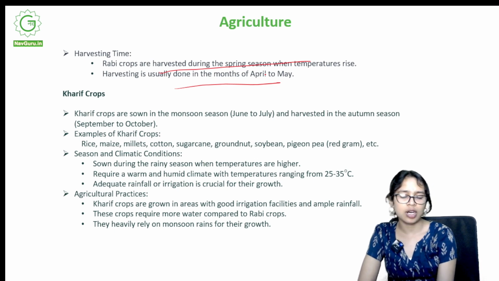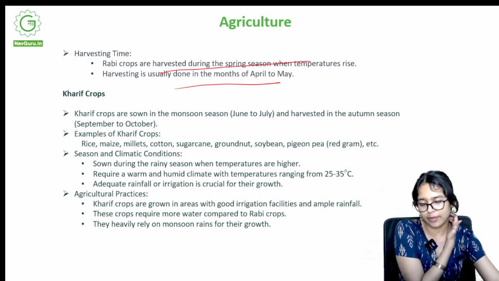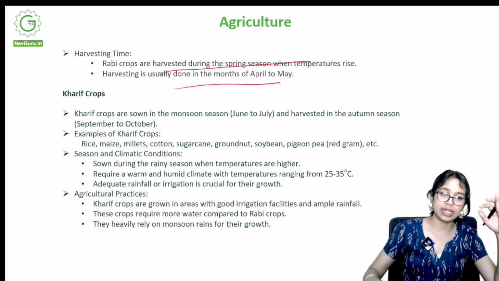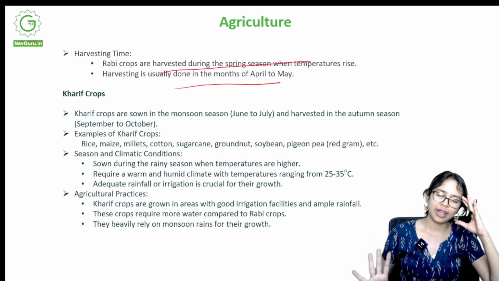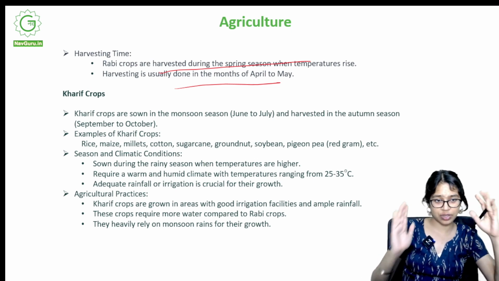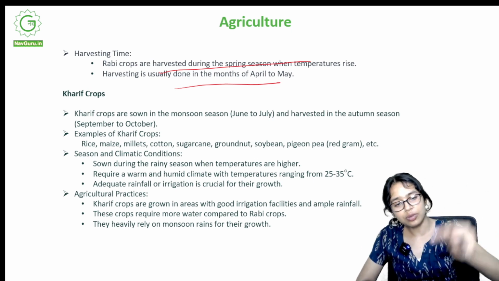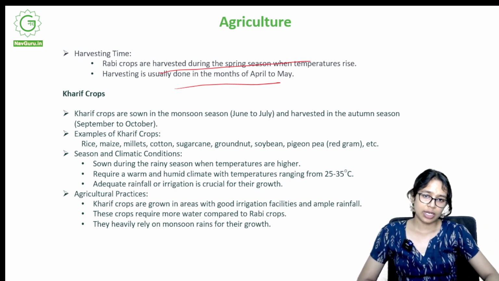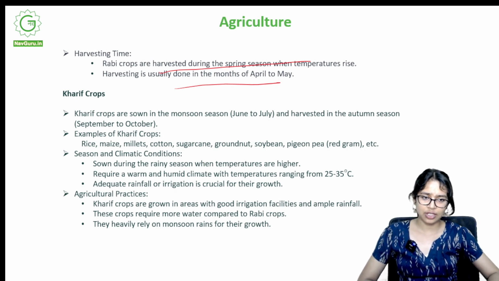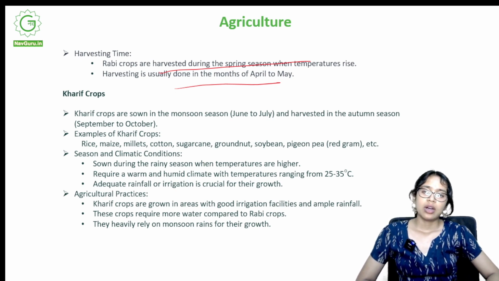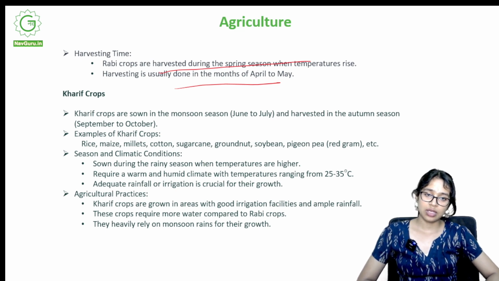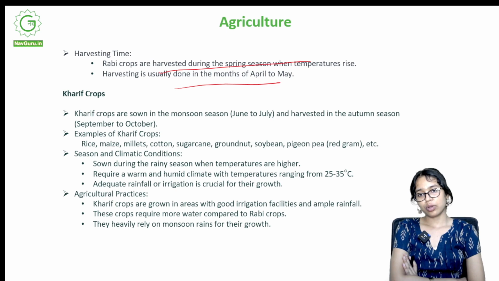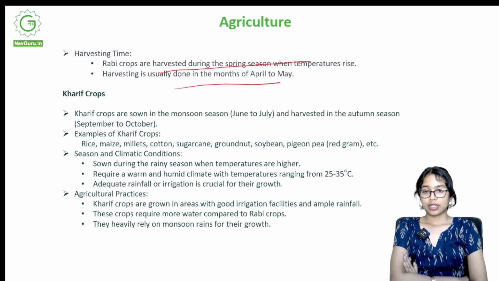If you belong to an area which is wide open and are living in a rural setting, you must have seen that one day it's drizzling outside, and people are sowing these plants, just keeping them on the ground. What are these? These are kharif crops, particularly rice. Kharif crops are sown in the monsoon season and harvested in the autumn season, that is September to October. Examples of kharif crops are rice, maize, millets, cotton, sugarcane, groundnut, soya bean, pigeon pea, etc.